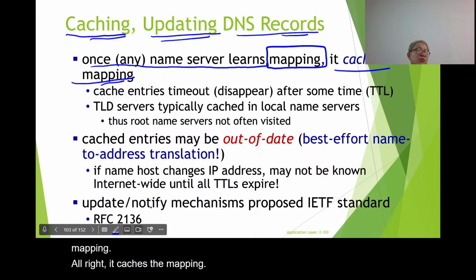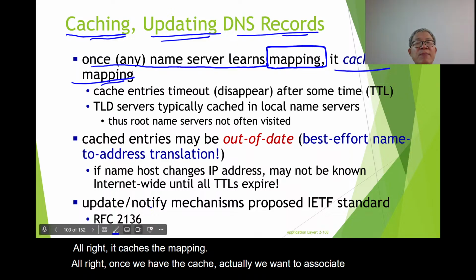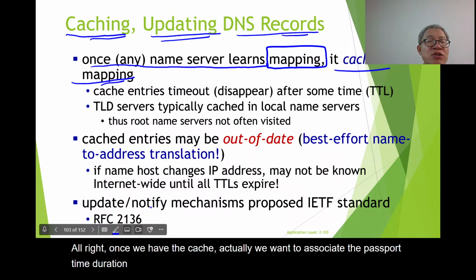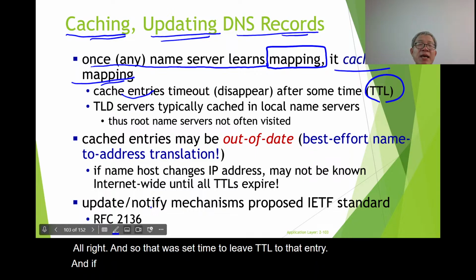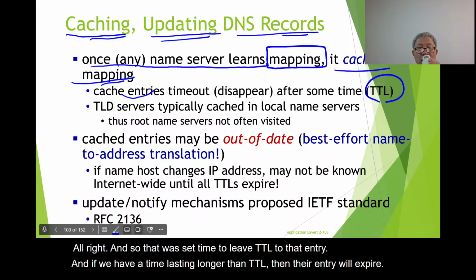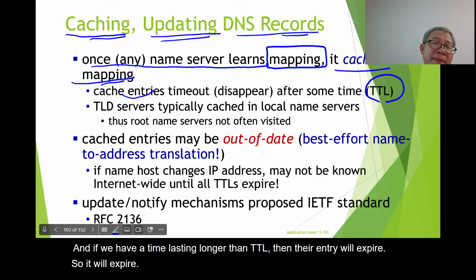Once we have the cache, we will associate a possible time duration with the cache entry. So we set a time to live, TTL, on that entry. And if the time lasts longer than the TTL, then that entry will expire.